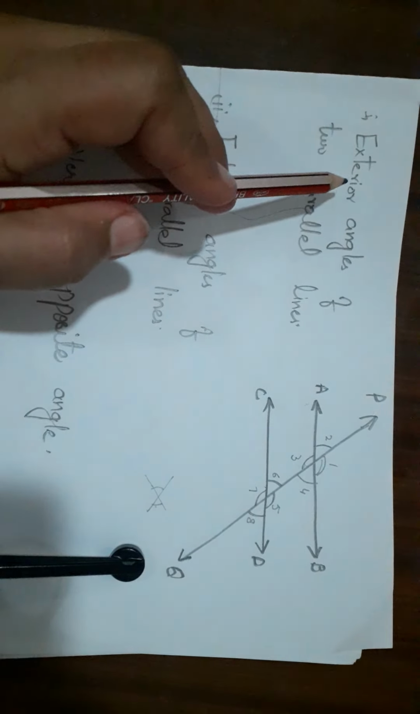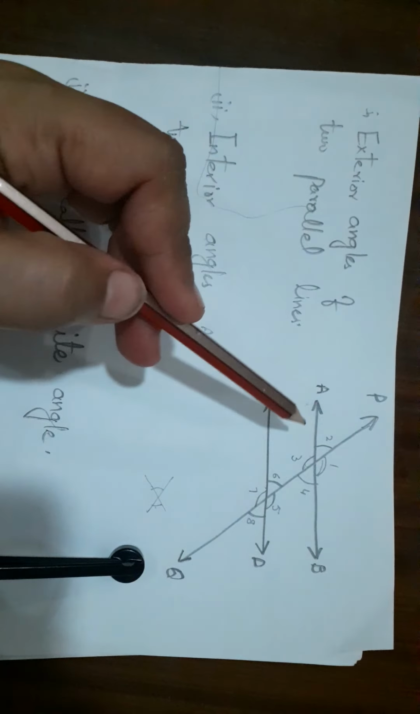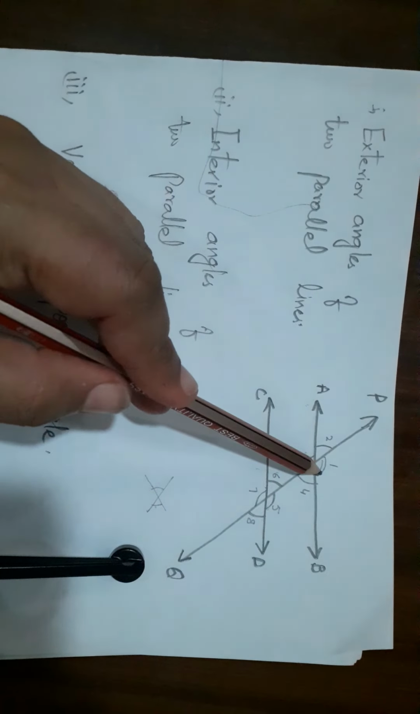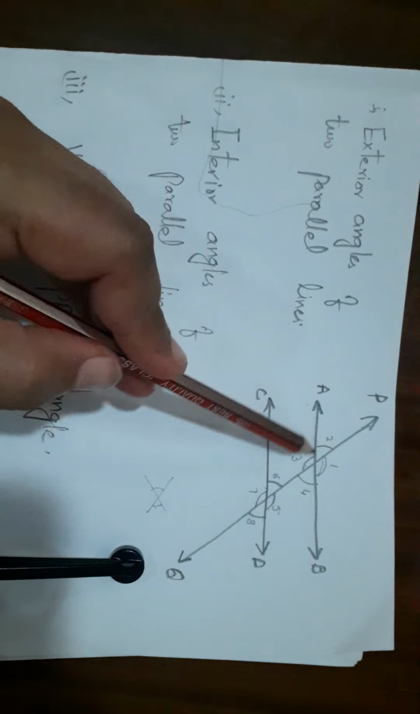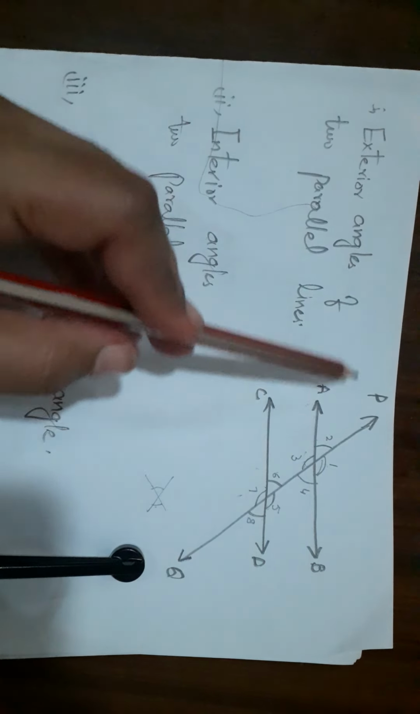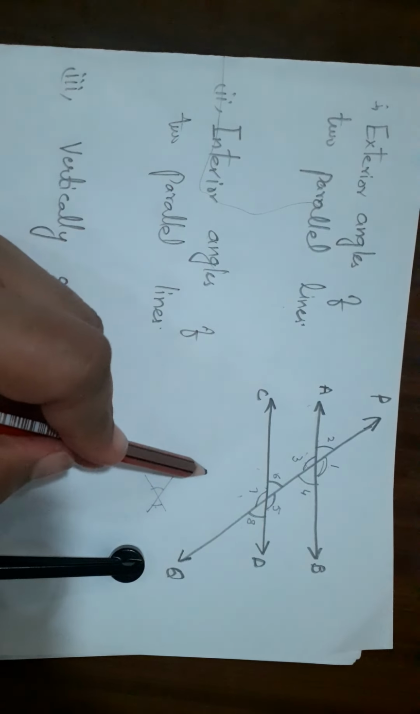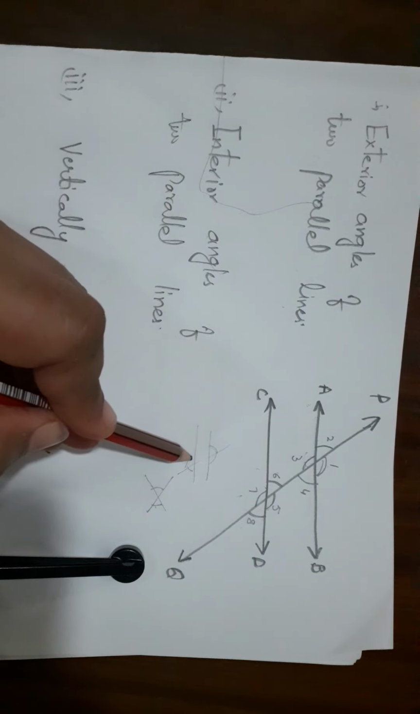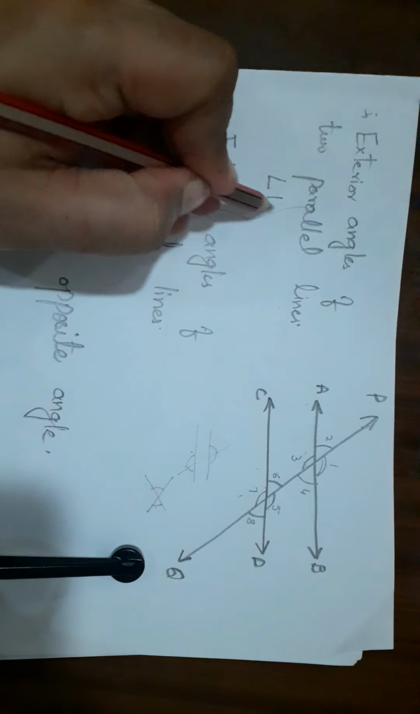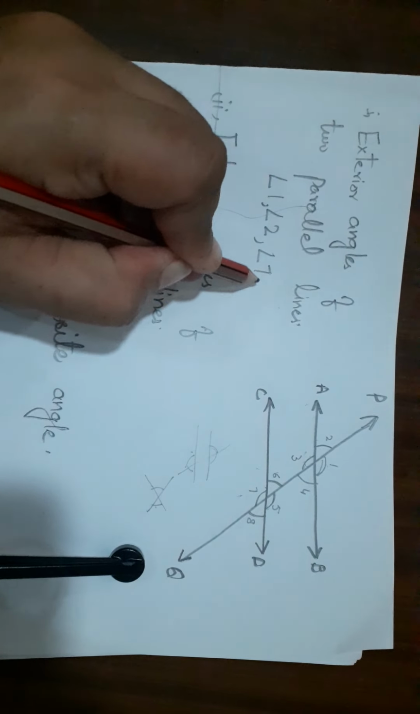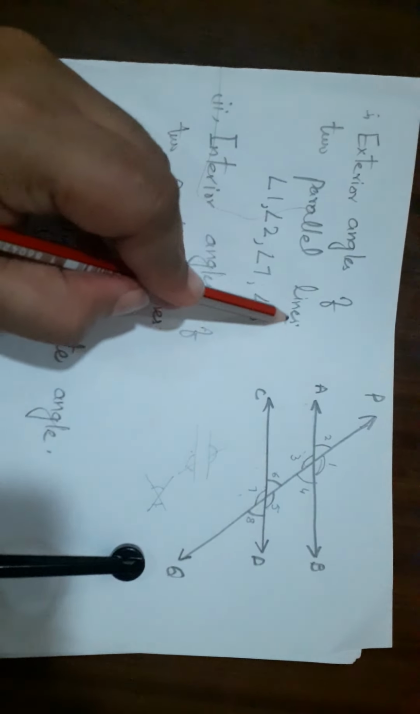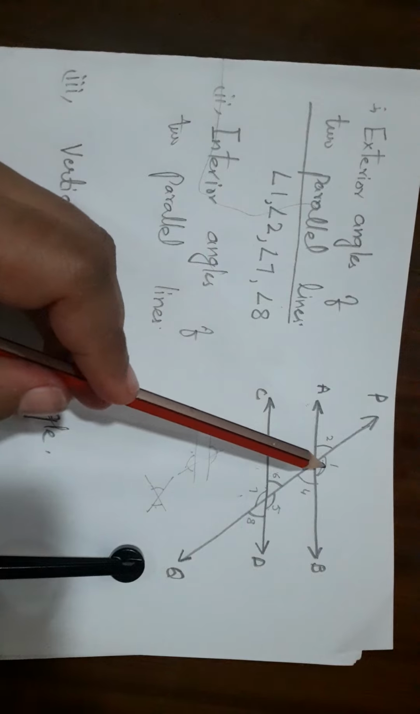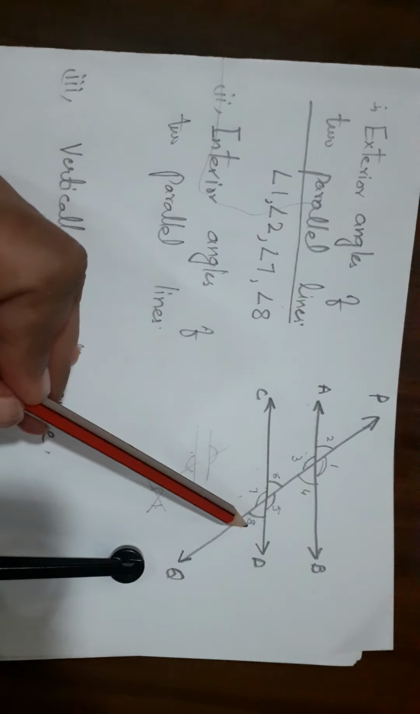First we have to learn about the exterior angles of two parallel lines. Exterior means outer angle. So this is this line and this line, and this is the inner angle. The outer angles, angle 1, angle 2, angle 7 and angle 8, are the exterior angles of two parallel lines. This is the parallel line, and this is the transversal. These opposite outer angles, angle 1, angle 2, angle 7 and angle 8, are the exterior angles of two parallel lines. Understand that?